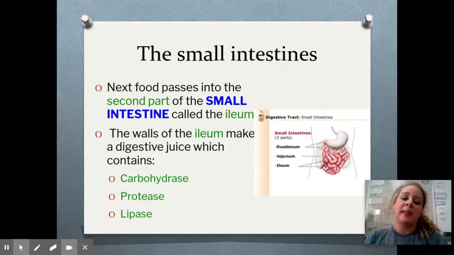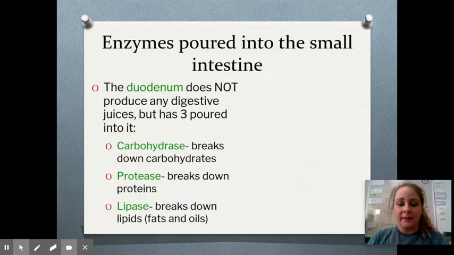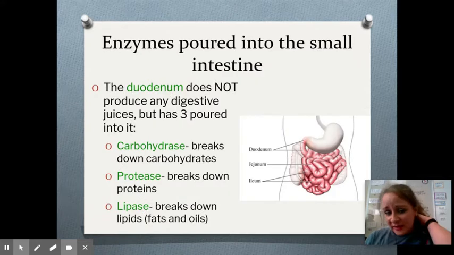Okay, the wall of the ileum makes digestive juices that contain carbohydrase, protease, okay, and lipase. We can say protease so that we can help remember it. So carbohydrase, protease, and lipase. Okay, those are different than what you are used to hearing.